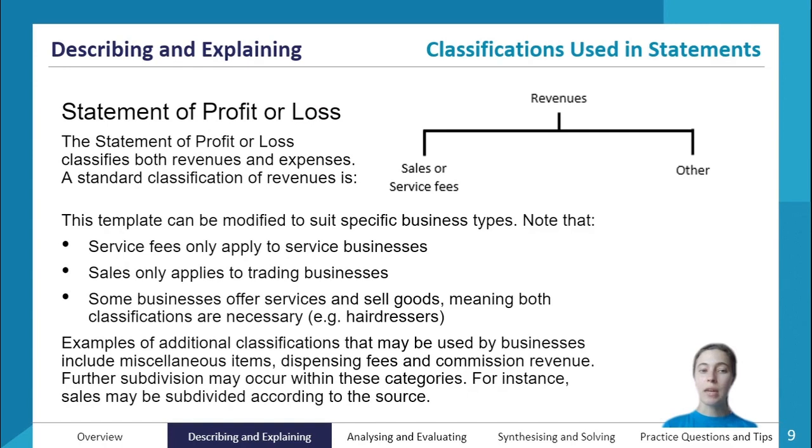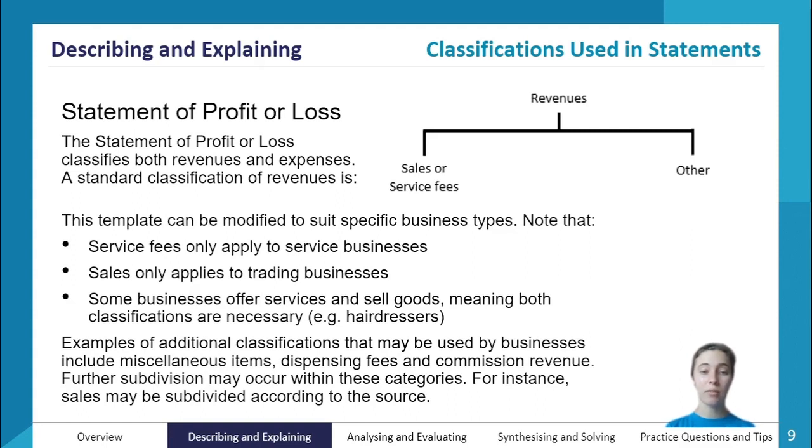So let's zoom in now on the statement of profit or loss. This statement classifies both revenues and expenses. You can see a standard classification here on the screen. Underneath revenues, you've got sales or service fees, and you've got other as well.